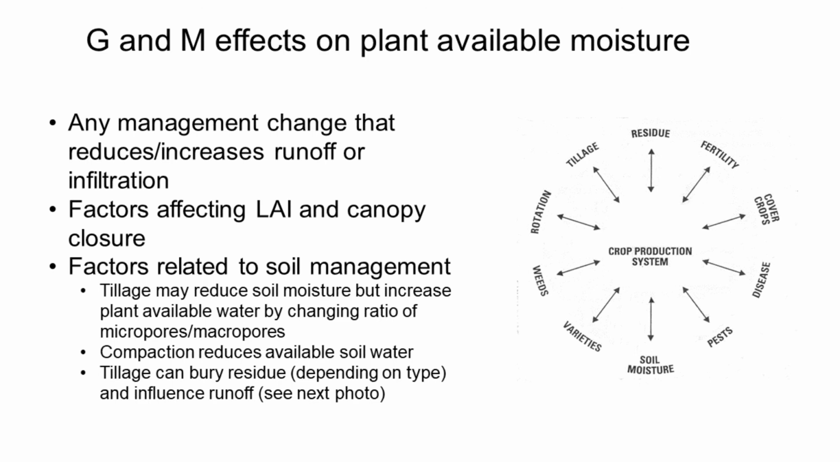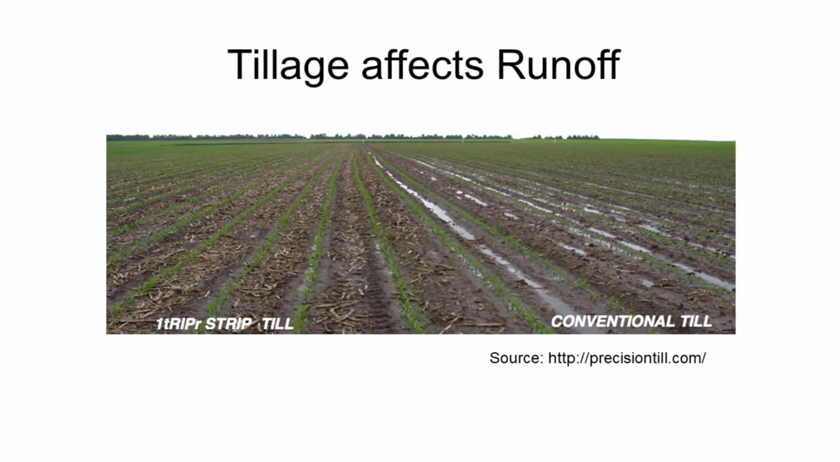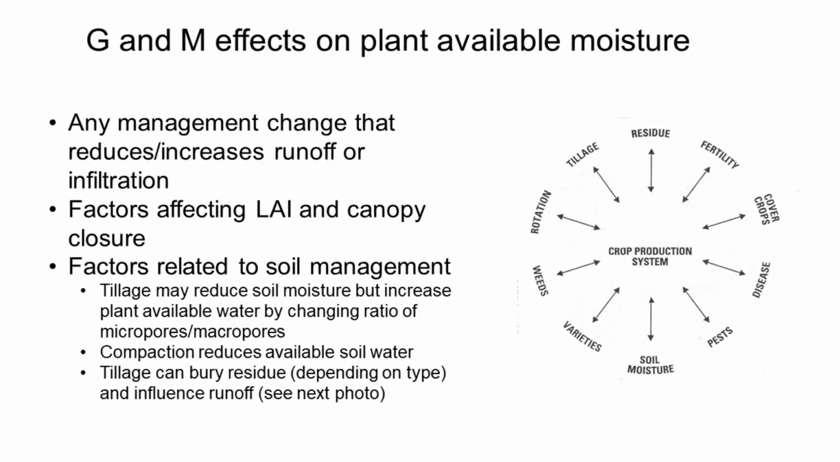And so any practice that reduces that evaporation, especially early in the season, is going to keep moisture in that soil available for crop use later. And again, we're not in a soil science class, but there are many management factors that are going to influence soil properties, which in turn will influence plant available moisture.